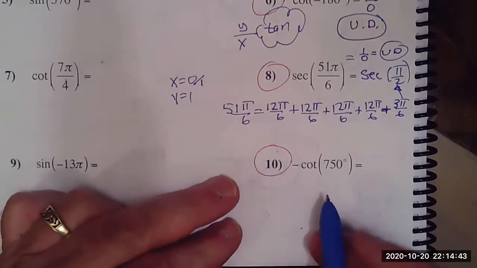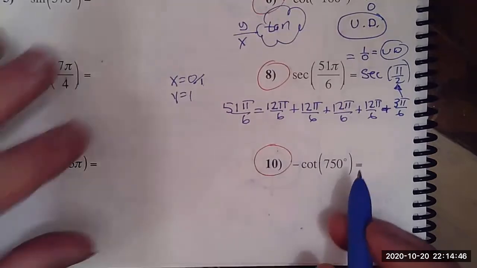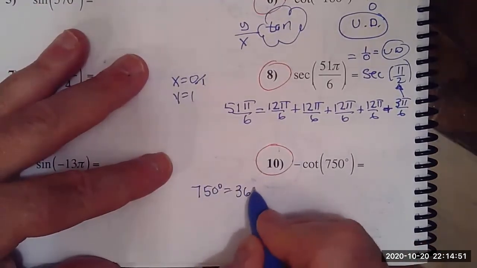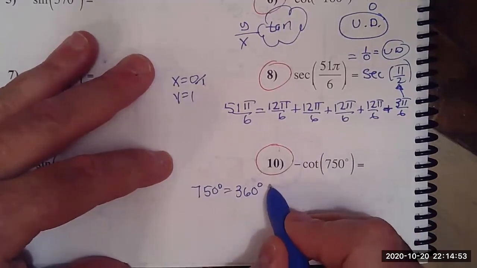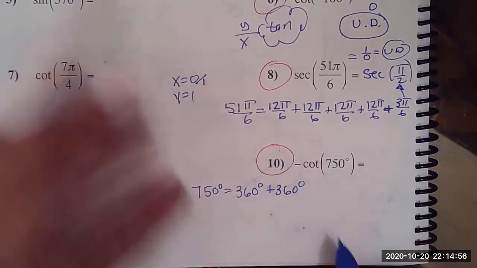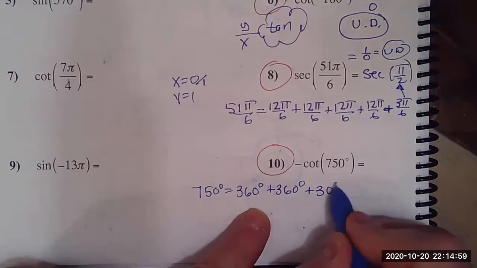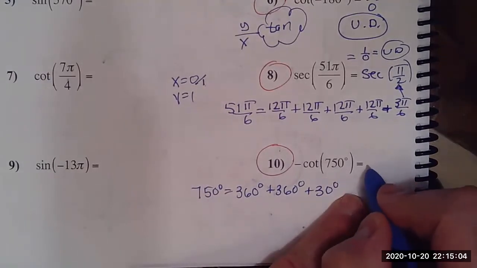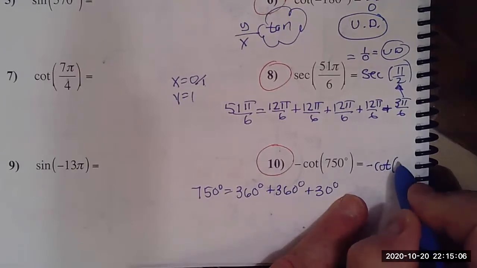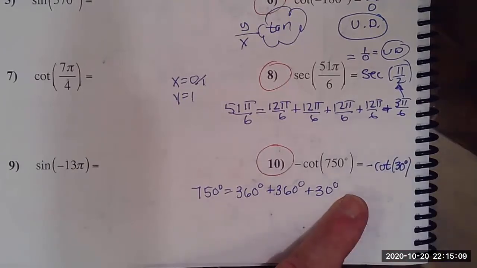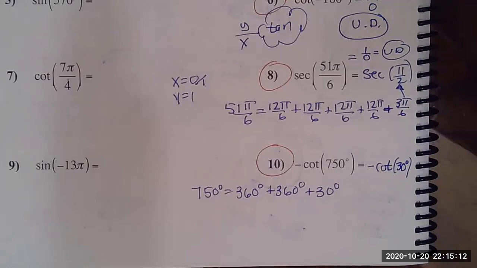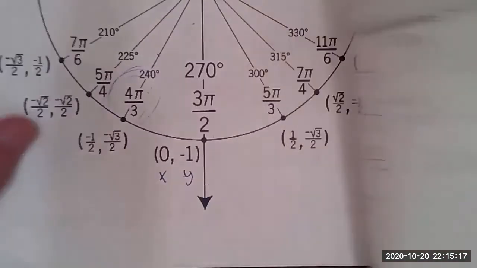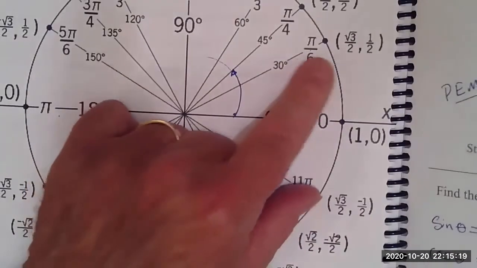And the last problem I said I'd do would be 750 degrees. So 750 degrees is the same as 360 degrees plus another 360, that's 720, plus 30 degrees. So this is the same as negative cotangent of 30 degrees, because two revolutions gets me to the same place. 30 degrees, and I've got a cotangent.